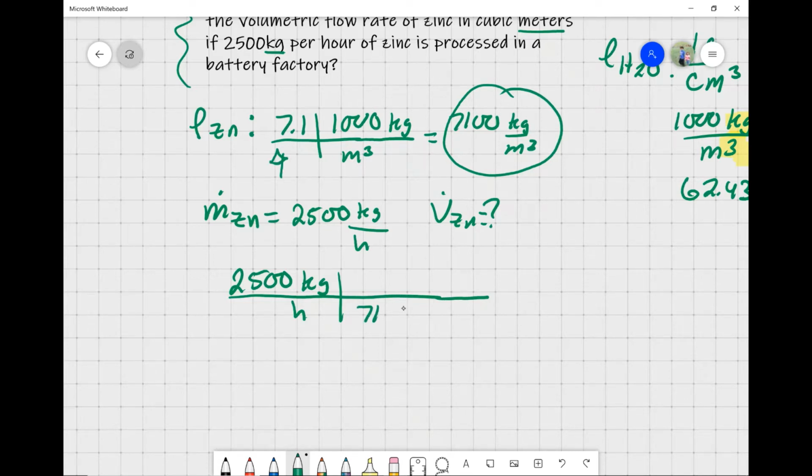And so 7,100 kilograms per cubic meter. Always keep the units straight and you'll be okay. The units in these problems tend to force you to work them out right, so it's almost impossible to get it wrong, but you have to pay attention to the units. That's the number one thing I can say. So kilograms cancel, and we're going to get cubic meters per hour, which is what we're asked for. And so 2,500 divided by 7,100 is equal to 0.3521 cubic meters per hour.